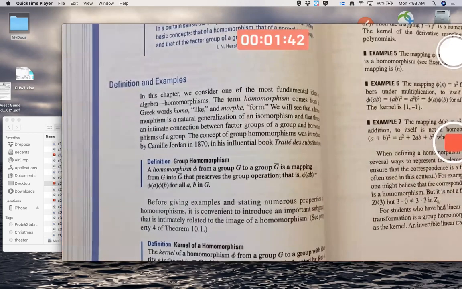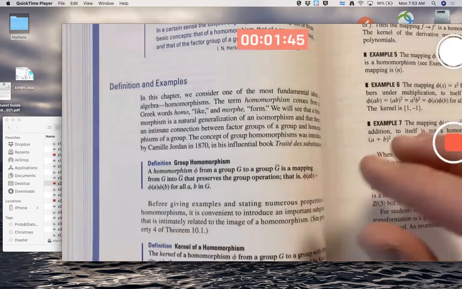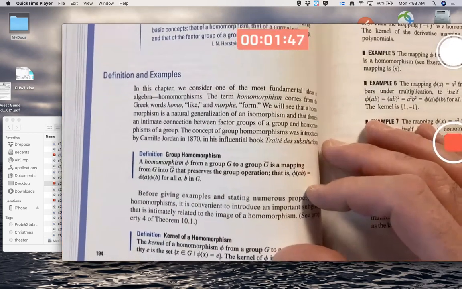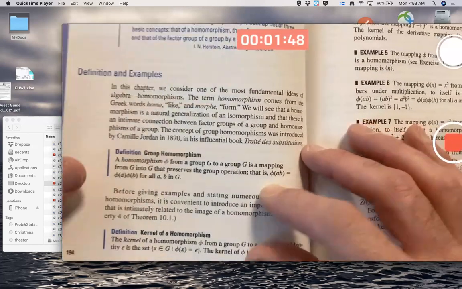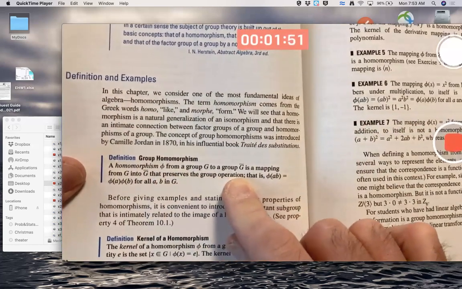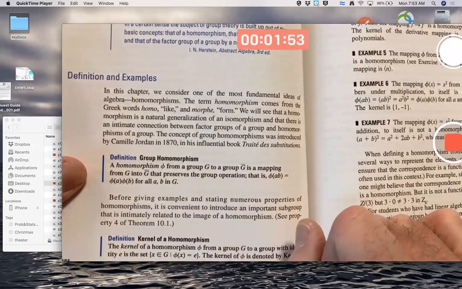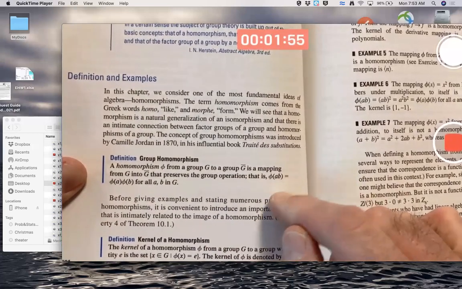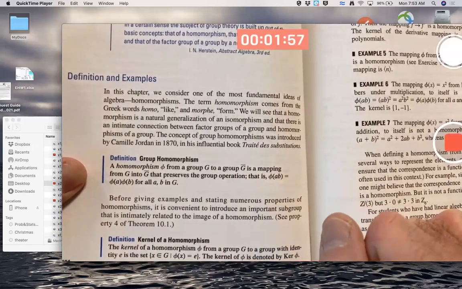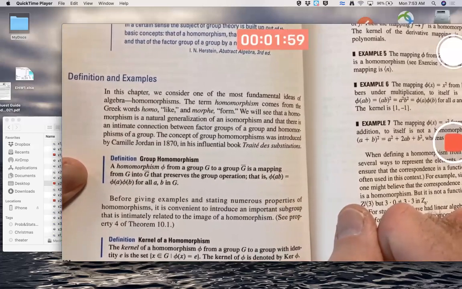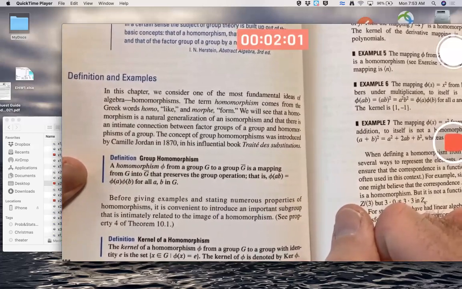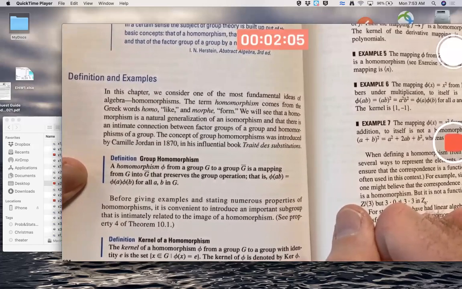So first, as we talked about in class last Friday, there's the definition of a group homomorphism. A homomorphism phi from G to G bar is a mapping from G to G bar that preserves the group operation. It's operation preserving: phi of AB equals phi of A times phi of B. Nothing about being one-to-one, nothing about being onto. It doesn't have to be one-to-one, it doesn't have to be onto. Only operation preserving.